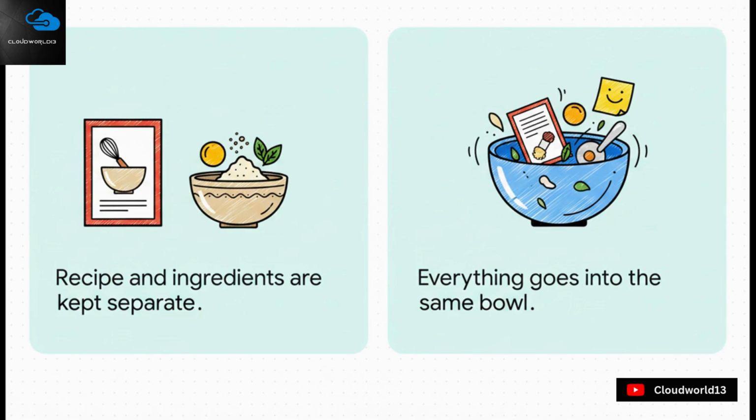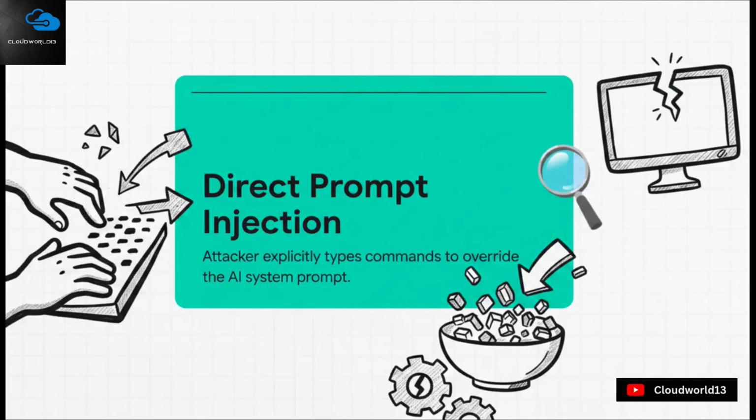Think of it like a kitchen. In traditional software, the recipe card sits on the counter, and your raw ingredients go into the bowl. They are strictly separated. But an LLM doesn't work that way at all. To an LLM, everything gets dumped into the exact same bowl. The recipe card, the raw chicken, a sticky note you found on the back door. It all looks exactly the same to the AI. It's all just text.